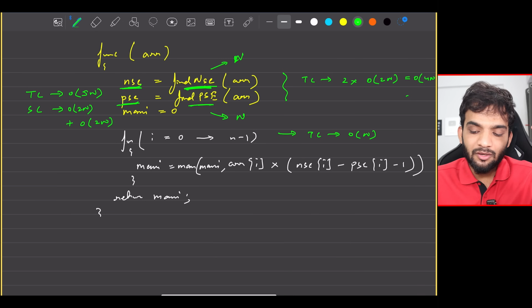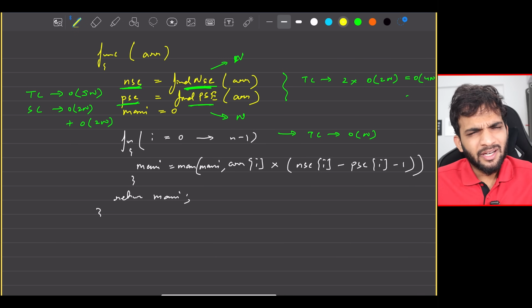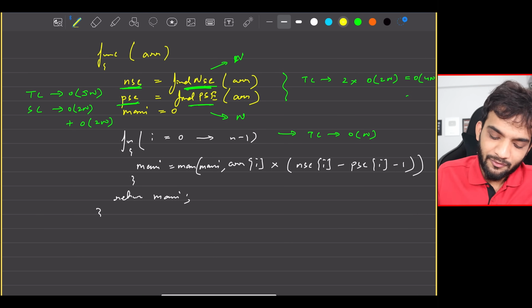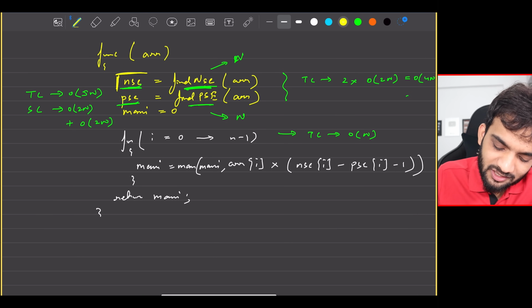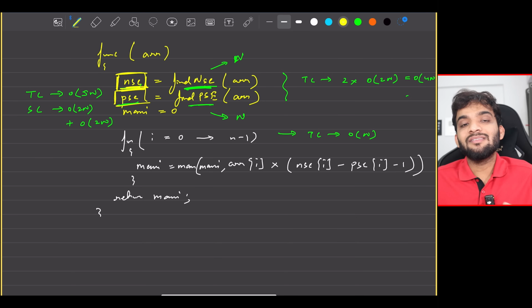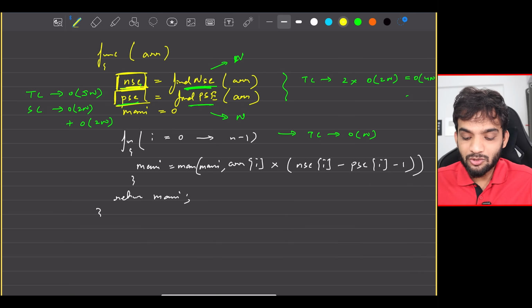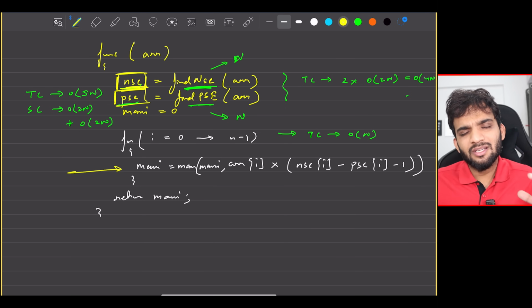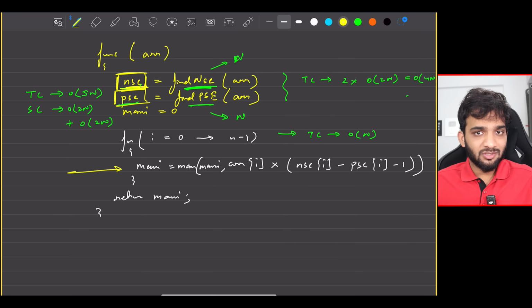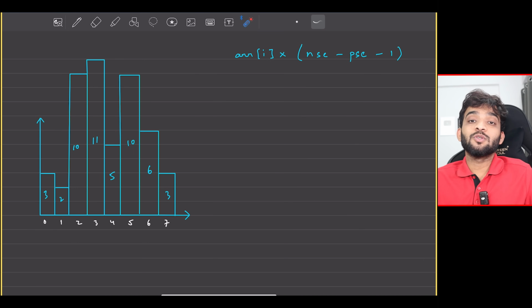Okay, so this is where the interviewer will not be happy because we're using a two-pass solution. First, we are figuring out the next smaller, then we are figuring out the previous smaller, and then we are doing our computation. The interviewer will step in and ask you, can you do it in a single pass? No pre-computations. Can you do it in a single pass? So we need to optimize the brute force solution.